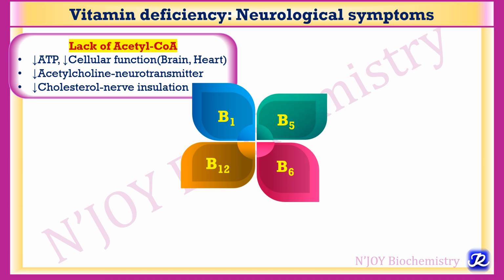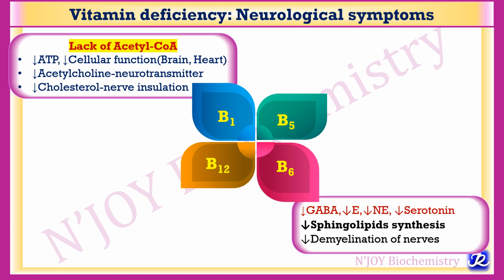So this lack of acetyl-CoA due to vitamin B1 deficiency will lead to the neurological symptoms, and the biochemical basis of all the deficiency manifestations will be discussed in detail in the respective videos on all the vitamins. Then vitamin B6 is involved in the formation of GABA, epinephrine, norepinephrine, serotonin, sphingolipids, and it is very important for myelination. So if there is vitamin B6 deficiency, there will be a decrease in GABA, epinephrine, norepinephrine, serotonin, and phospholipids, and it will lead to demyelination of nerves, and ultimately result in neurological symptoms.